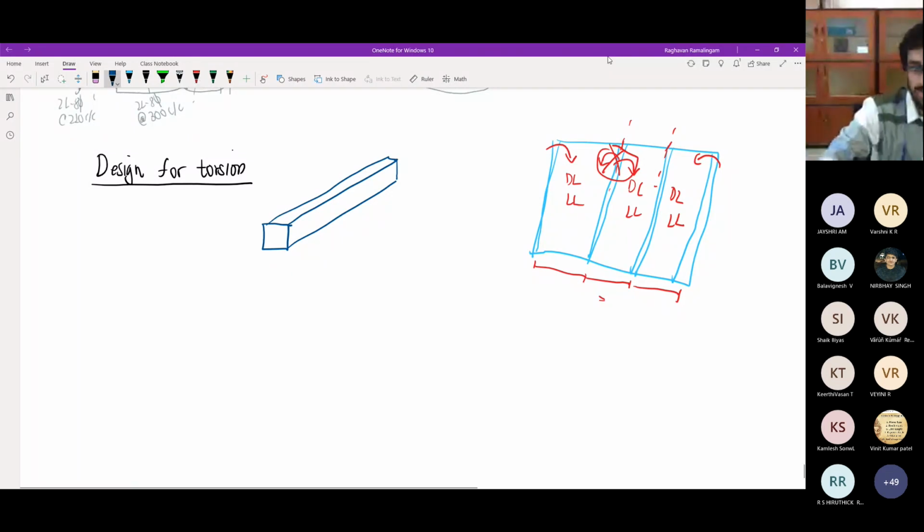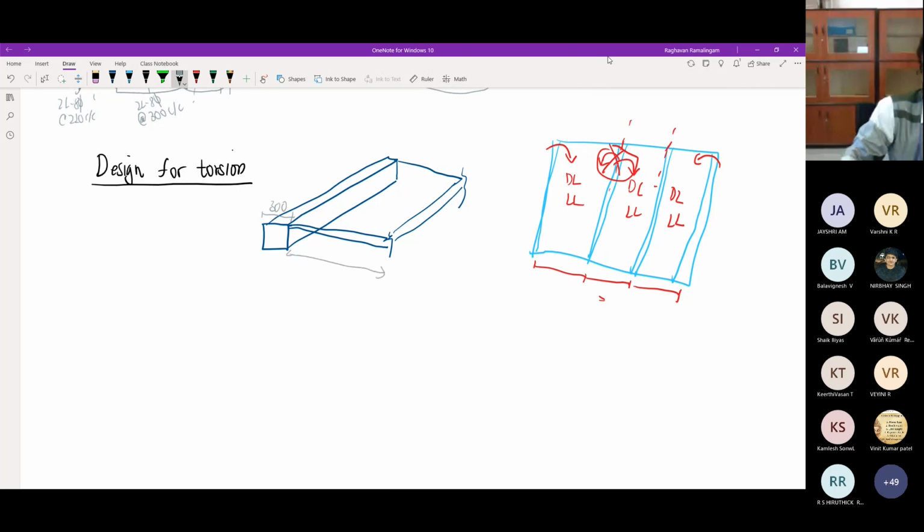Let us look at one such beam. Let us consider it as a rectangular beam itself rather than considering it as a flanged beam. Let us say that we have such a floor system here, and let me give some random dimensions to this. Probably this support is 300, and if it is 5 meters apart, then this will be about 2.5 meters.